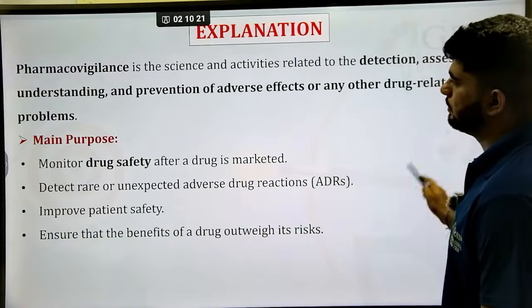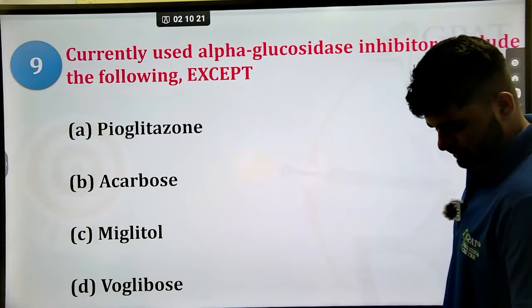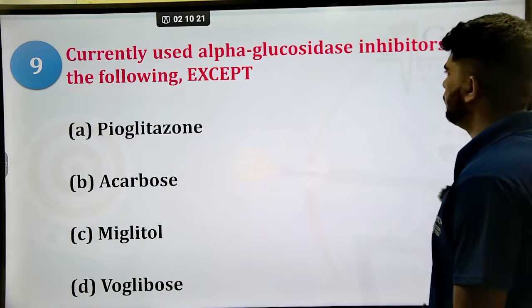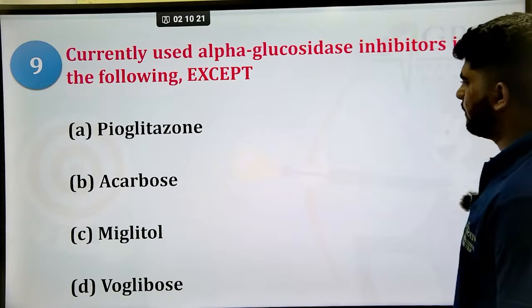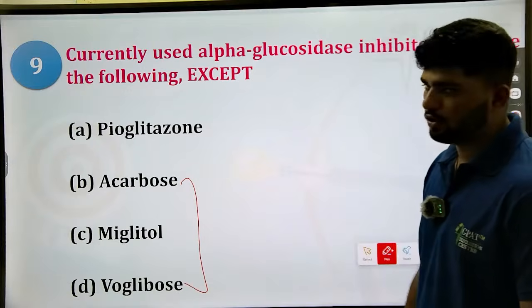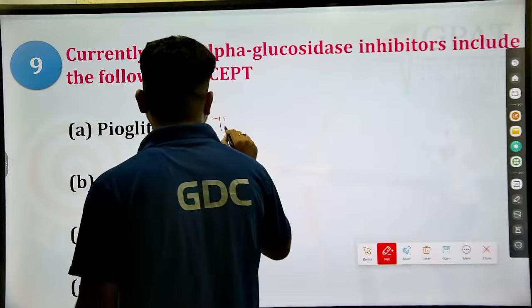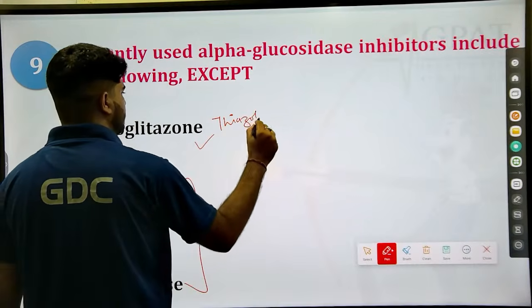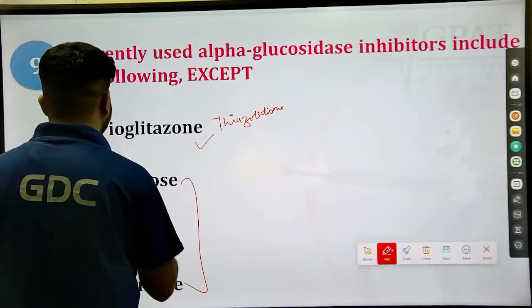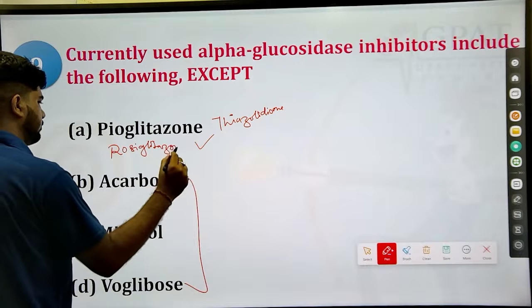Okay. Currently used alpha glucosidase inhibitors include all of the following, except: pioglitazone, acarbose, miglitol, or voglibose. All these three are your alpha glucosidase inhibitors, whereas pioglitazone is nothing but your thiazolidinedione, right? And rosiglitazone is also a thiazolidinedione.